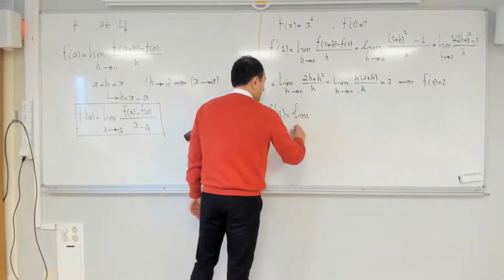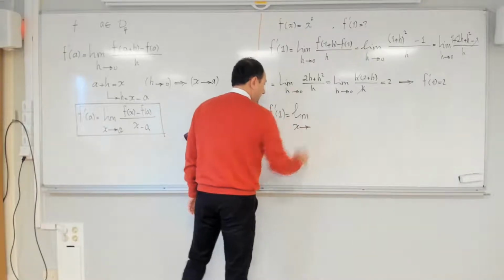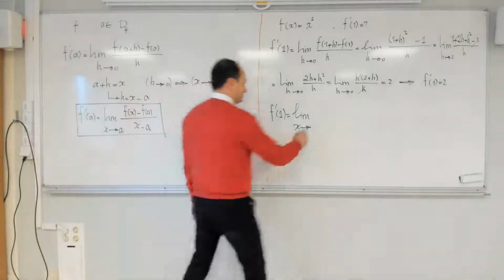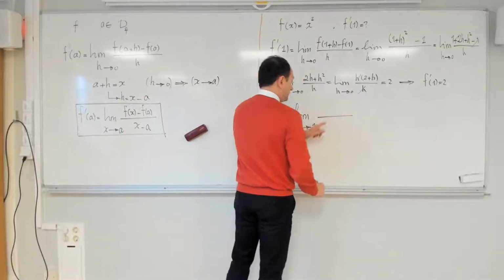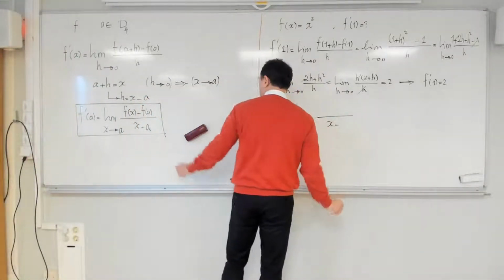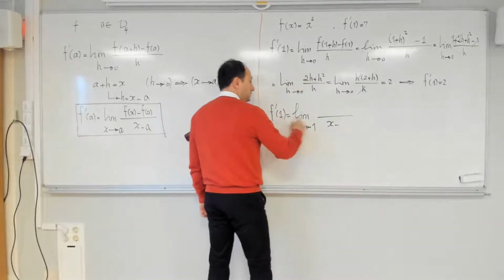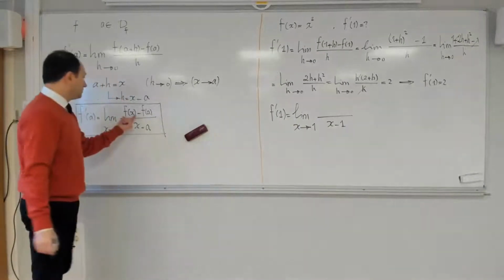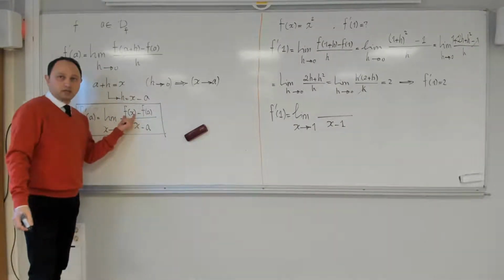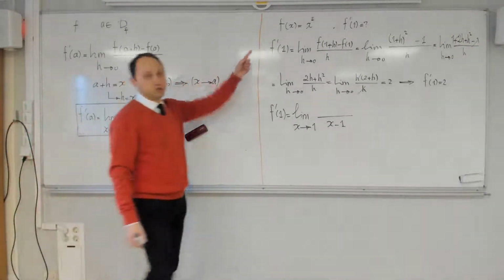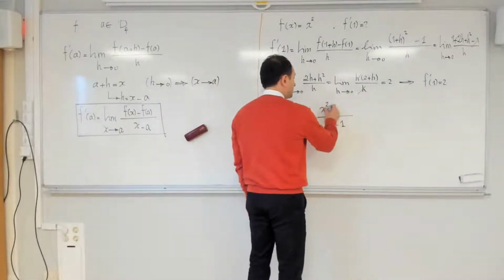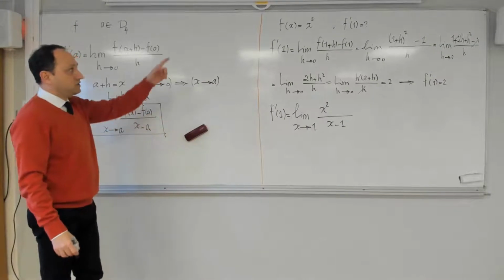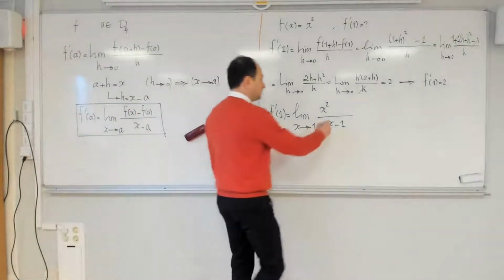Instead of h goes to 0, I have x goes to a. But a in this case is 1, so x goes to 1. In the denominator, I have x minus my number a. My number here is 1, so it becomes x minus 1. But the good point is that you don't need to replace f of x with something else. f of x is just given to you, x squared. You just simply write x squared. And then you have minus f of a, which is f of 1, which is exactly 1.